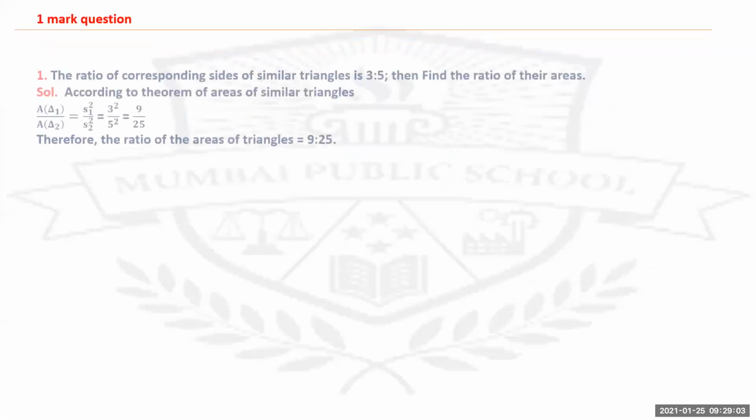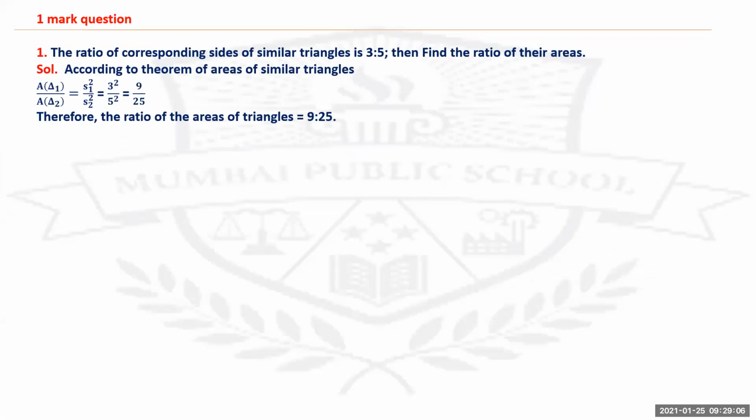1 mark question. The ratio of the corresponding sides of similar triangles is 3:5. Then find the ratio of their areas. Now check, corresponding side is given. Don't get confused, see how the question has changed. In the first case, it was corresponding base and corresponding height. So be very careful. When it is regarding the corresponding sides, you have to take the square. So that is S1 upon S2, the whole square, so 3 upon 5, the whole square. 3 square is 9, 5 square is 25. So the ratio is 9:25.